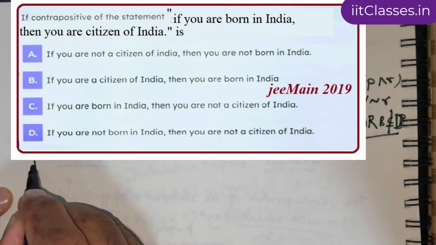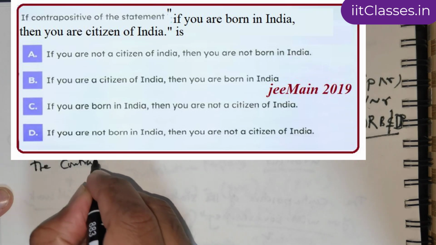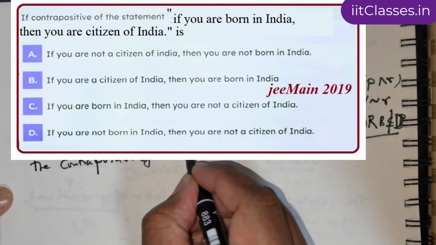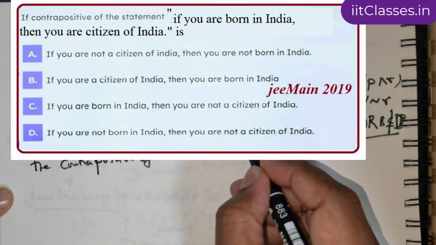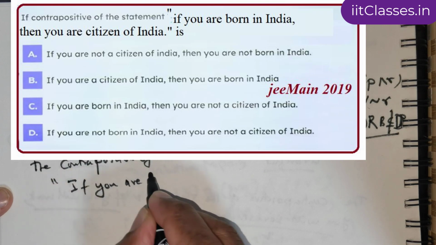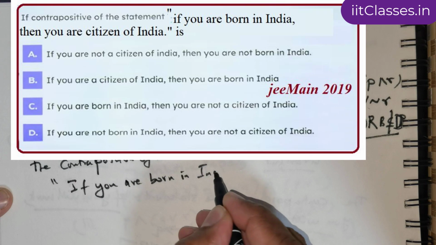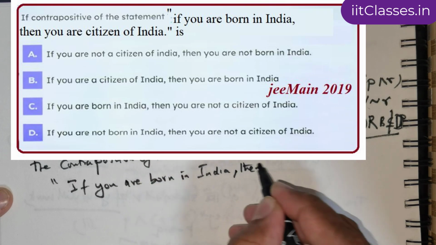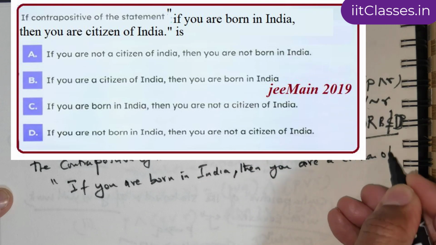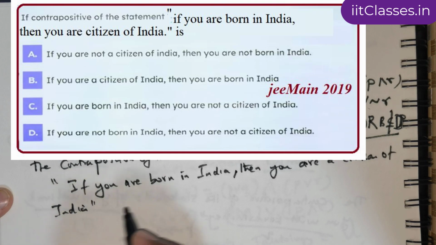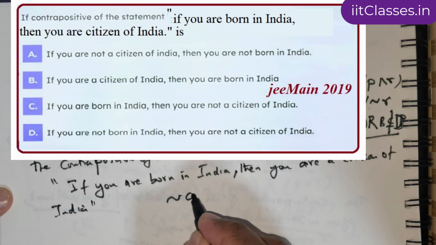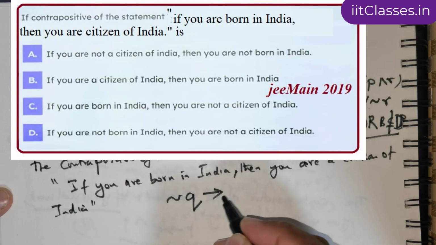Let's do this question. We are expected to obtain the contrapositive for the following statement. The statement is given as follows: if you are born in India, then you are a citizen of India. So we are to obtain the contrapositive. That would mean we would have to obtain the negation of Q conditional negation of P.